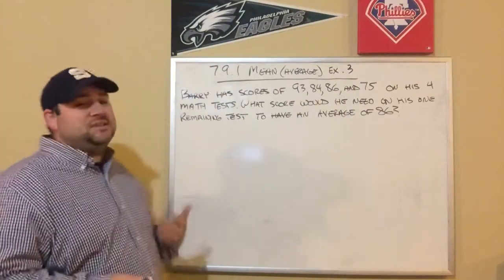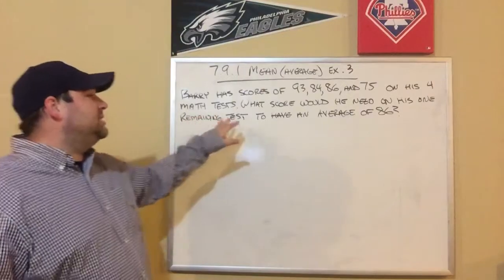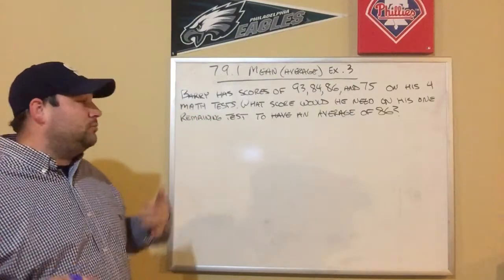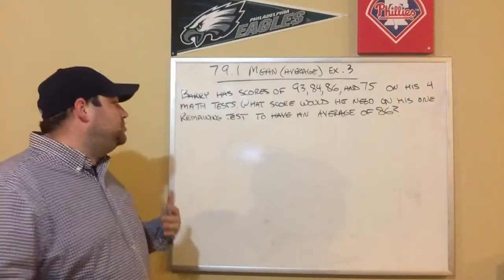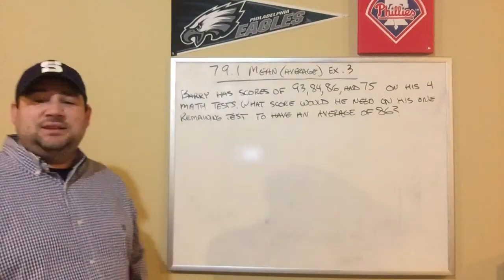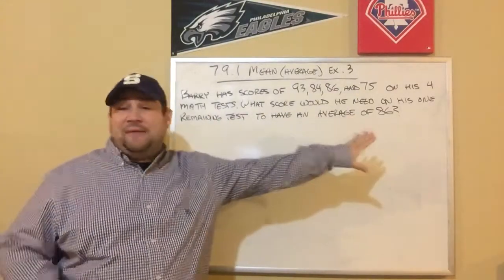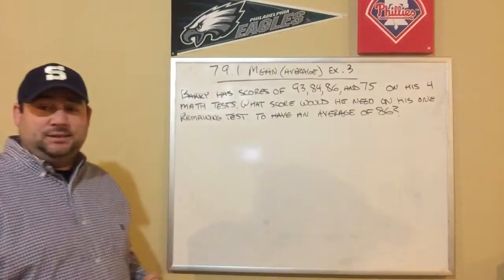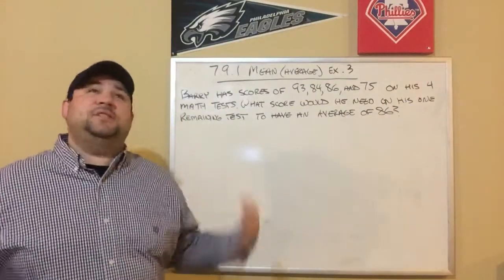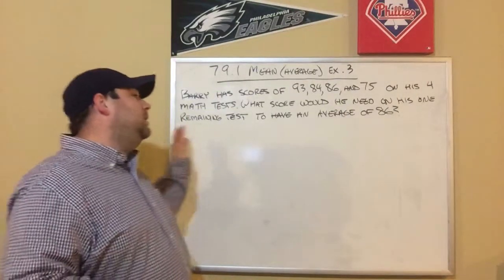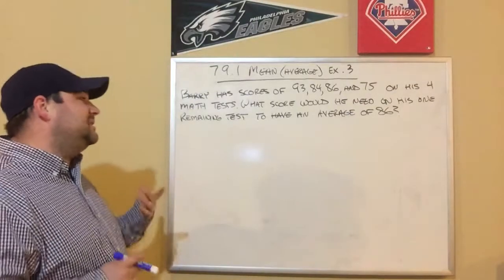But the problem is that's not what this question is exactly asking. So it says, what score would he need on his 1 remaining test to have an average of 86? So this one we're told his average. We want his average to be 86. So let's say that's like a B minus. He wants to make sure he gets a B. So he needs to get an average of an 86.